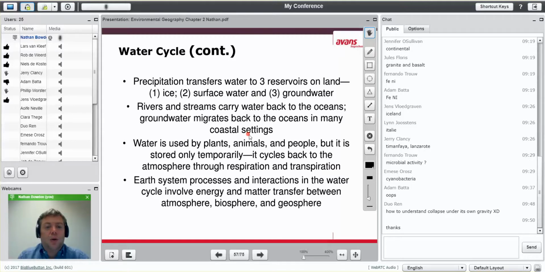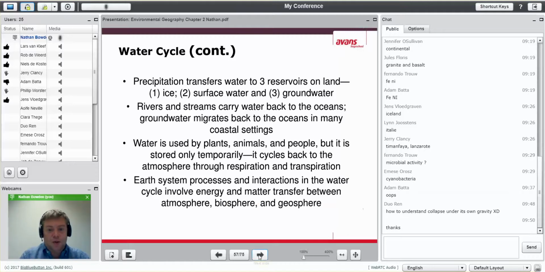Rivers and streams carry water back to the oceans and to coastal settings. Water is used by plants and absorbed by animals before it can go through respiration and transpiration, before it can get to the ocean in many parts. And these processes interact between the atmosphere, biosphere, and geosphere.